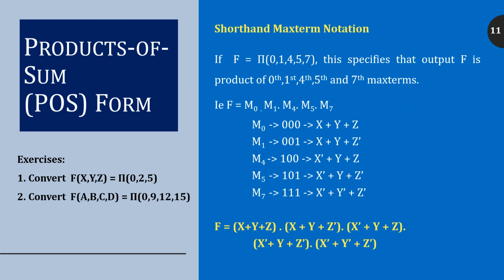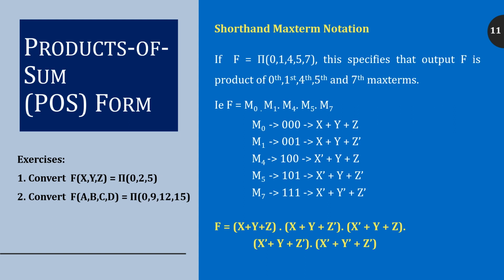Let's look into the shorthand max term notation. If you are given f is equal to pi 0 1 4 5 7, it is equal to M0 into M1 into M4 into M5 into M7. So we need to take the corresponding binary equivalent of the subscript. So M0 can be represented as 0 0 0, and its corresponding max term is x plus y plus z. M1 is 0 0 1, so the corresponding max term is x plus y plus z bar. Here 0 is denoted by the true form and 1 is denoted by its complemented form.